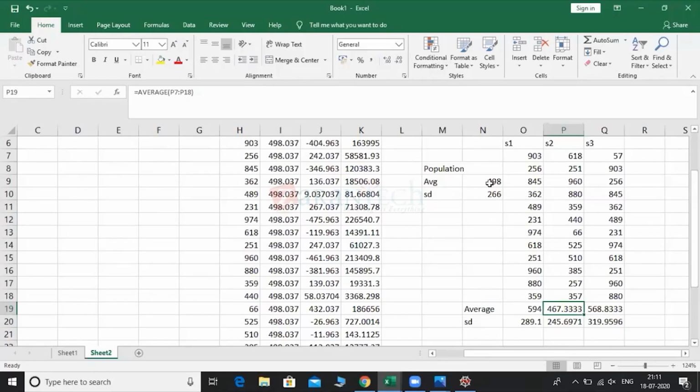Right now we understand that the average is 498. In this case, the average is 467, so quite near, not that far off. But this is quite far off. 594 or 568 is very different from the population average. Similarly, the standard deviation is 289. This is 245, and this is 319. So this and this are quite close. So obviously, sample 2 looks like the most correct representative of the population. This is what it looks like, right?